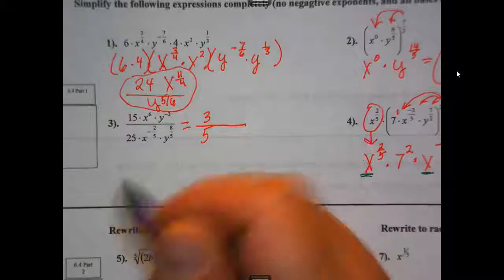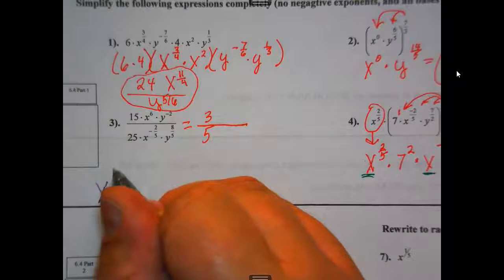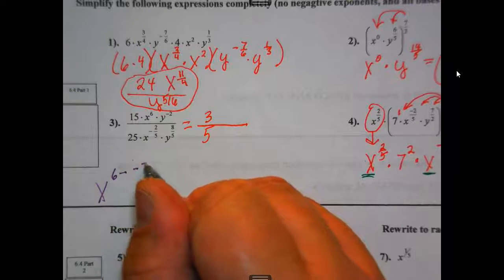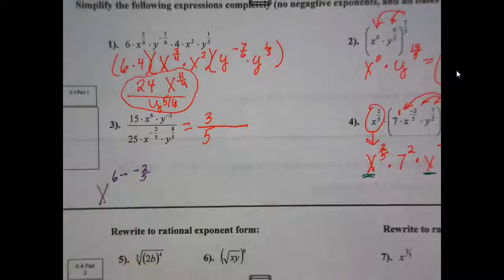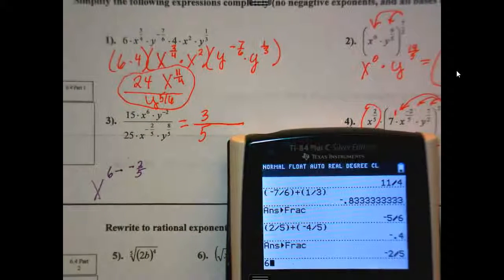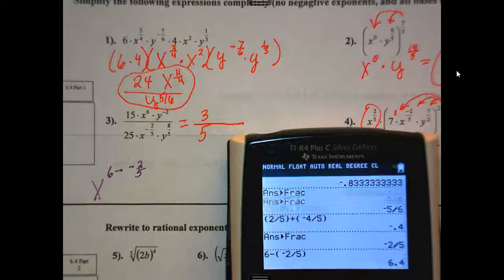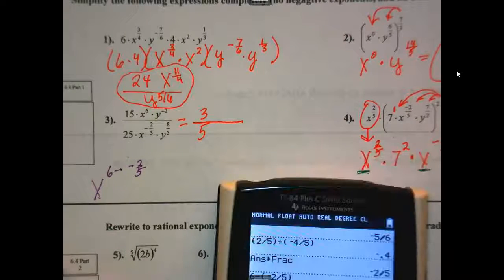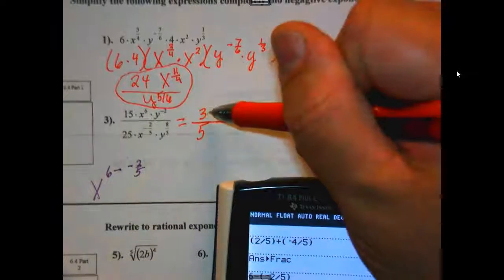Let's see, the x, same base. So I'm going to subtract the exponent. 6 minus negative 2/5. Yeah, I'm not going to do this in my head. 6 minus negative 2/5. Math, enter, enter. 32/5. Positive, so I'm going to leave it in the top.